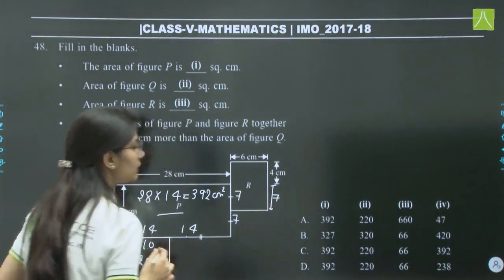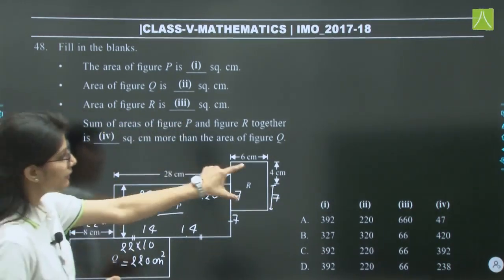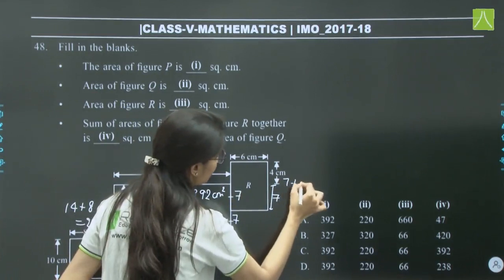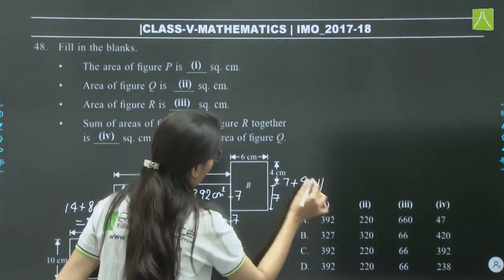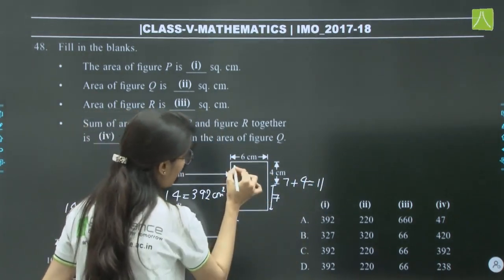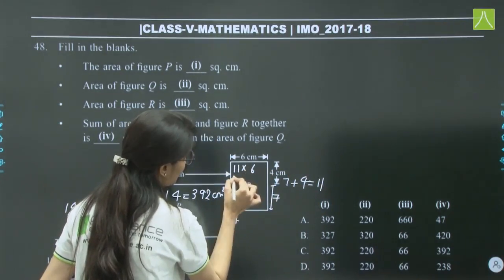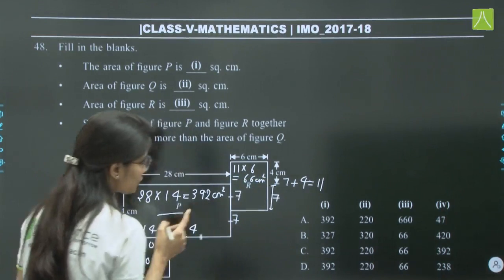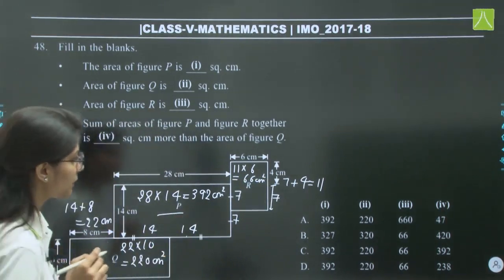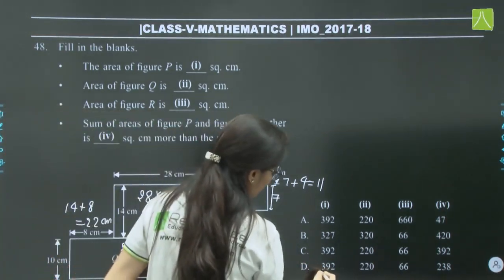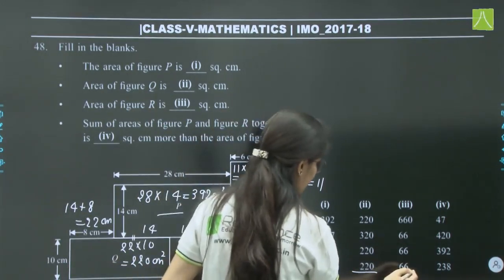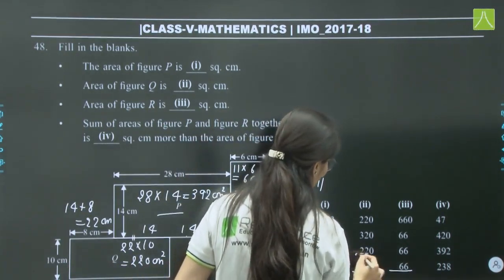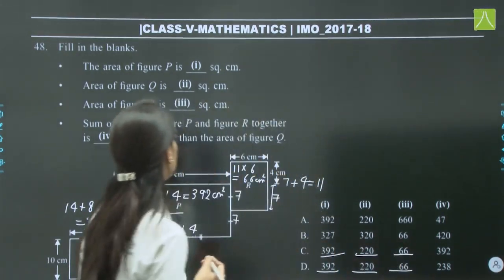Now you can find out the area of figure R. 7 plus 4, it's 11 and this is 6 centimeters. So you can find it out, 11 multiplied by 6, that is 66 centimeters square. So first let's check if our option is matching, so it's 392, 220 and 66. We have to solve the last part also.